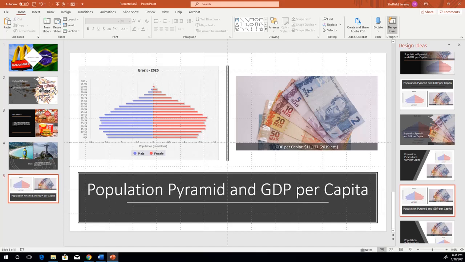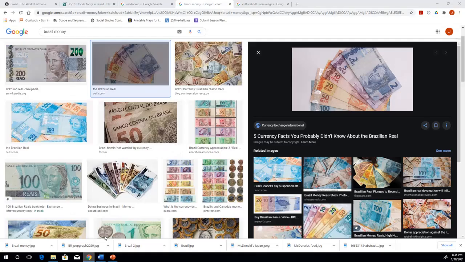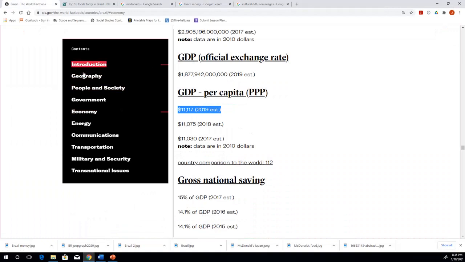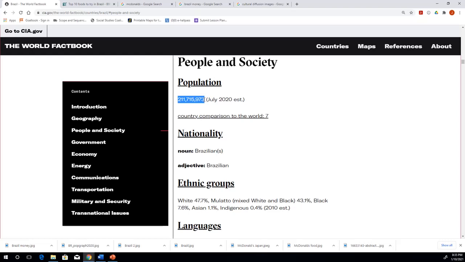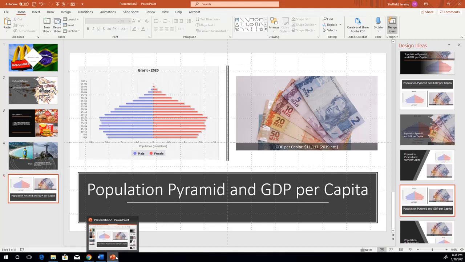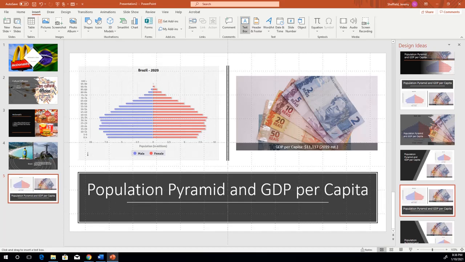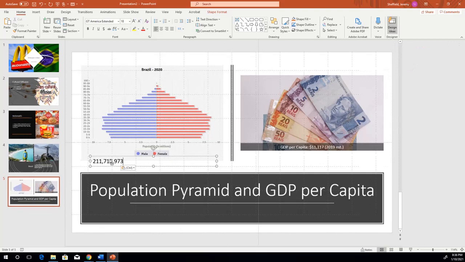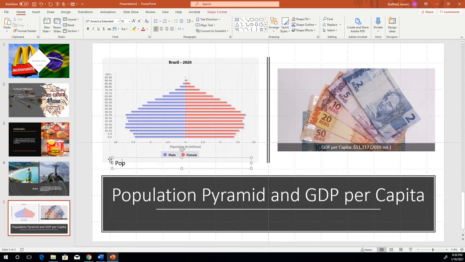The GDP per capita is $11,117. I wonder, let's go back to here. This is the population. There's 211 million plus people, so almost 212 million people in Brazil. I'll go back to my PowerPoint. I want to insert a text box right here. Okay, that looks okay. That's not my favorite, but that'll work.